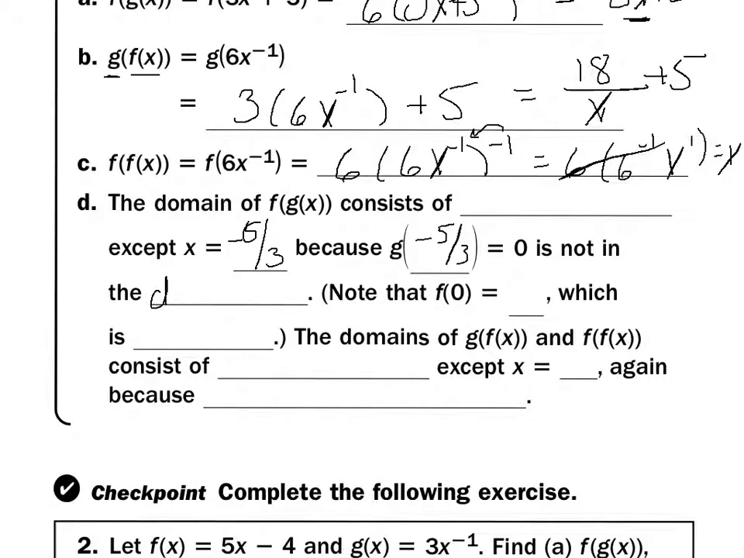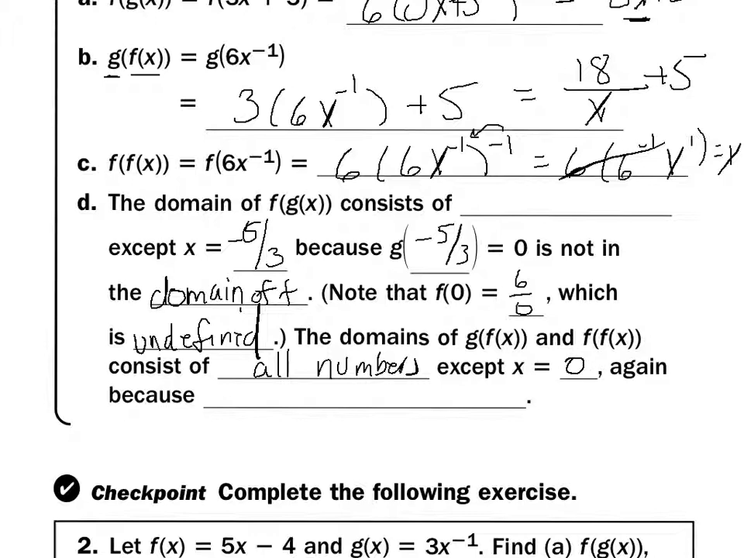It's in the domain of f. Note that f of 0 is 6 over 0, which is undefined, can't divide by 0. The domains of g of f of x and f of f of x consist of all real numbers, except where x is 0, because 0 is not in the domain of f.